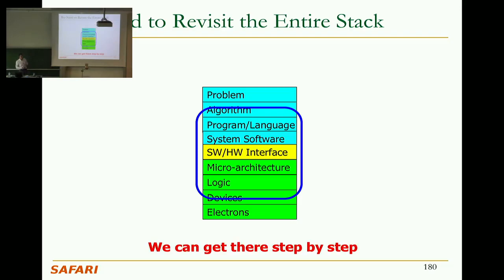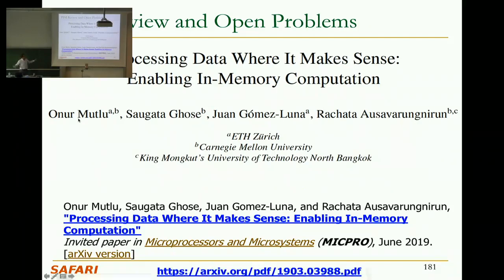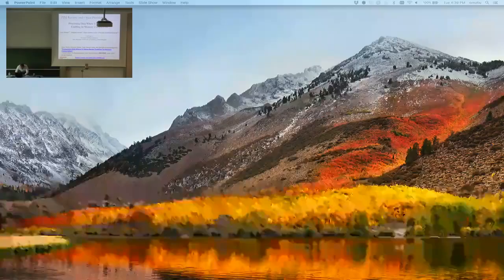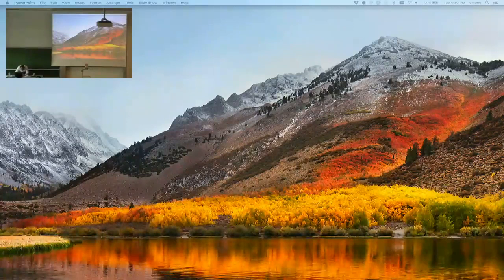Essentially, PIM-enabled instructions, looking at the minimal approaches to enable this is really important. But we should also look at the maximal approaches. And I think if you're interested, this is the paper that we've written recently that covers a lot of the work in processing in memory, including a historical perspective on processing in memory. Now, let me conclude over here, and then maybe we can take a bunch of questions.